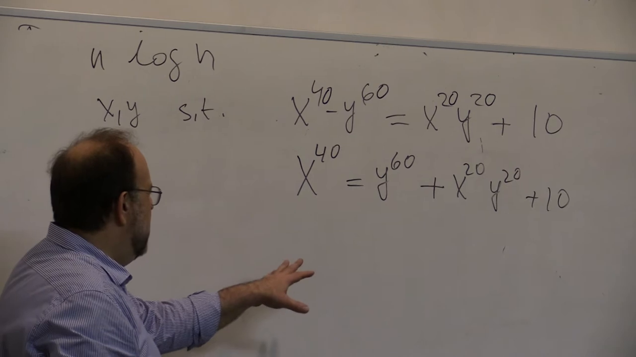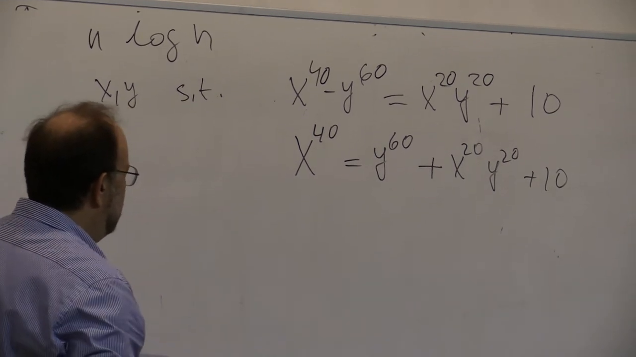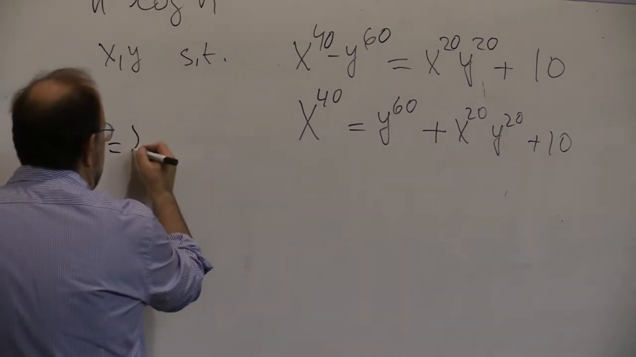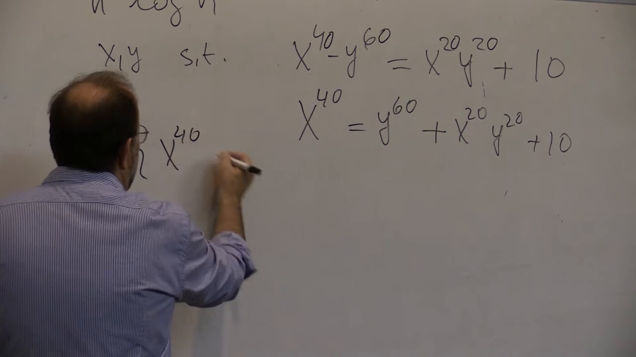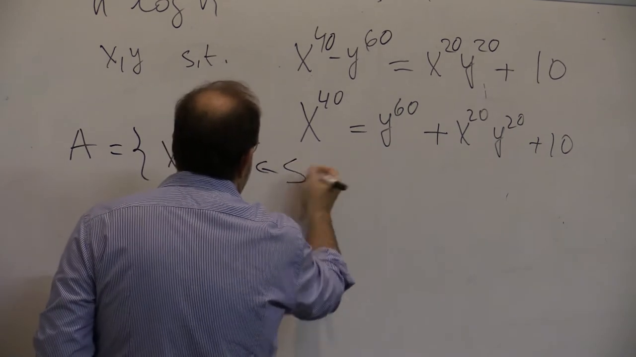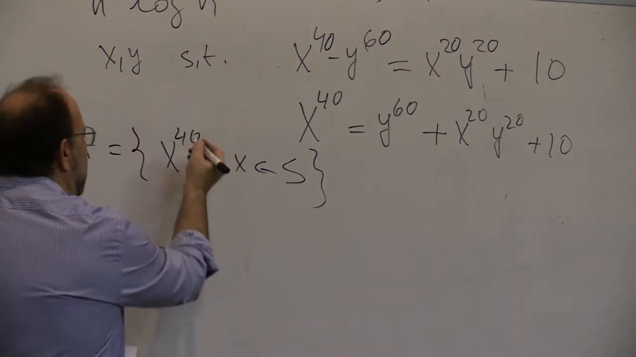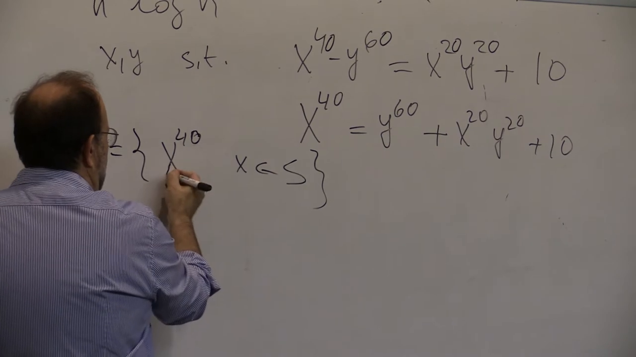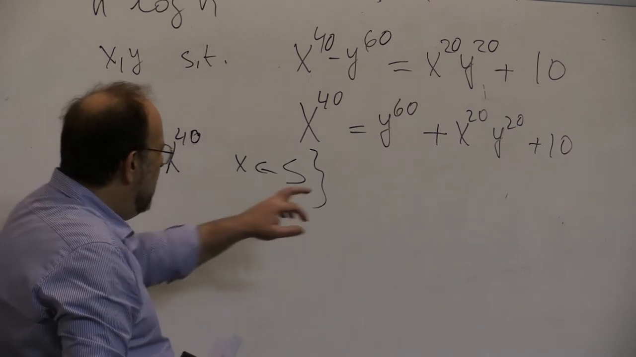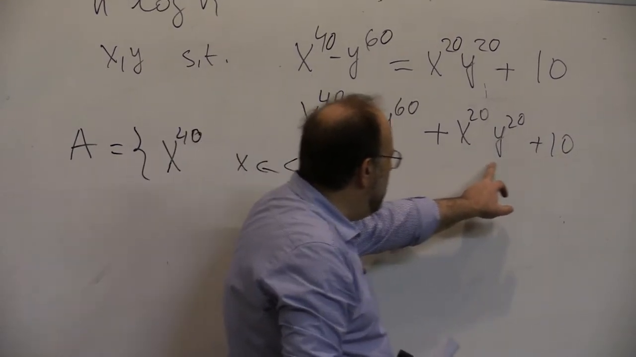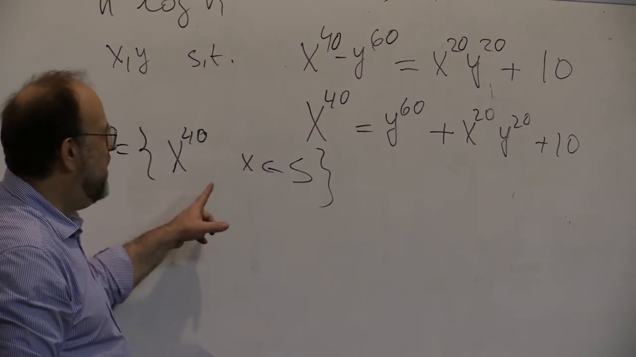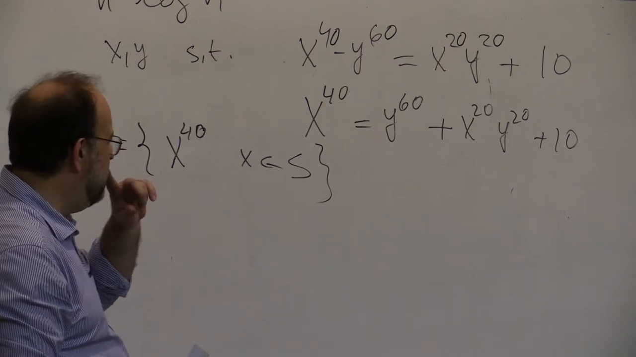Maybe it's enough just to form an array S that consists of all x to the 40, where x belongs to A. So we form an array that consists of all numbers to the power 40. Now you have to see whether you can find y so that this value is somewhere here, for the same x.